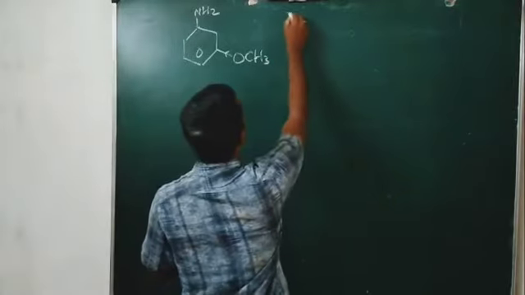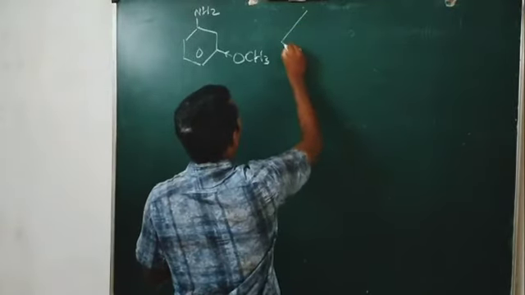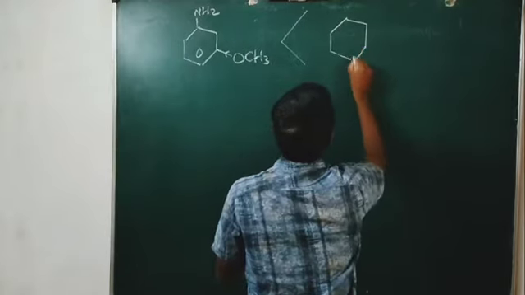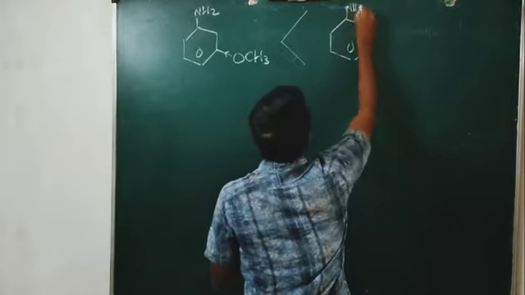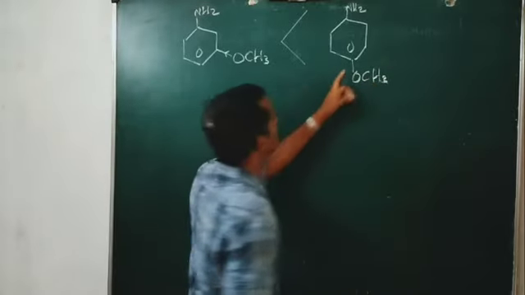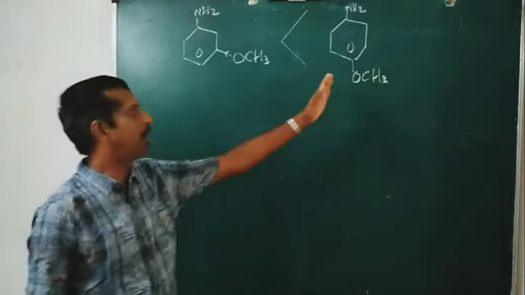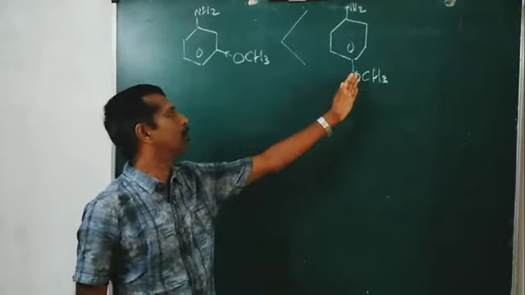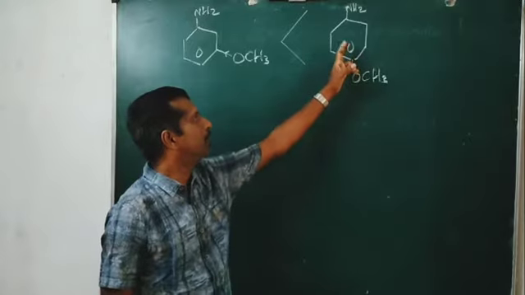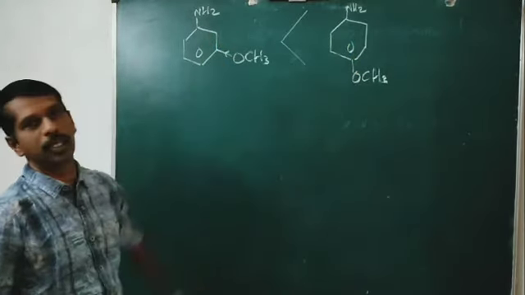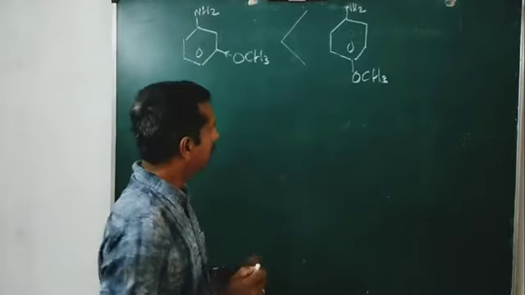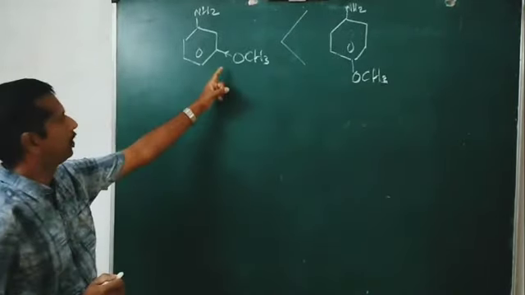You can see that this is less basic than this one, NH2, where OCH3 is at the para position. This is more basic. So when the electron donating group is at the para position, it is more basic than when it is at the meta position. What is the reason? Look here. This is a very important point.